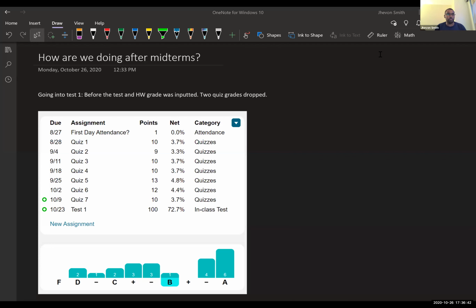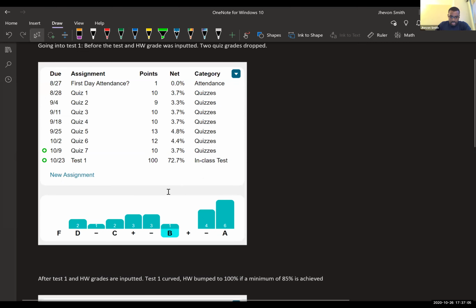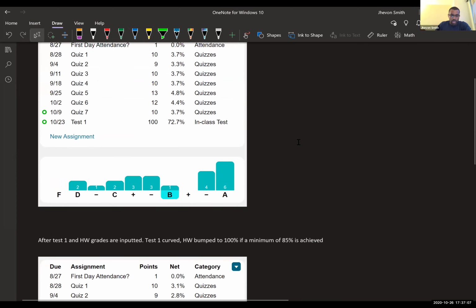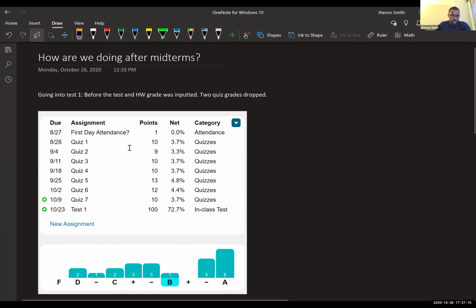And as you can see here, this was what the grade distribution looked like before the test, as well as before the homework. It shows that there's a test grade right here, but I didn't actually put the test grade in yet. So this is just before the test. As you can see here, the class average is a B, which is pretty good, a little better than average for my class at this point. At this point, you guys had 7 quizzes, and that was the only thing going into your grade. I dropped 2 of those quizzes.